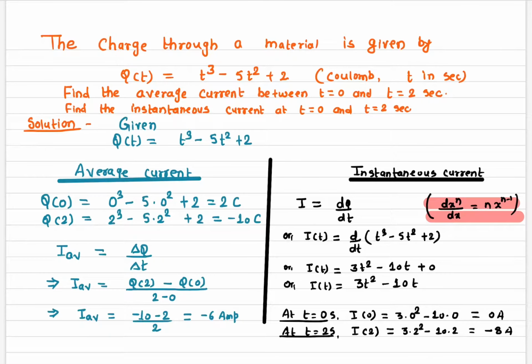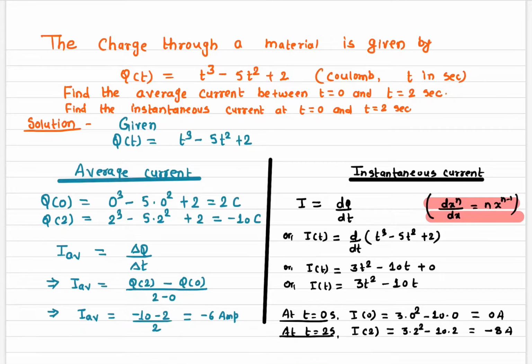There are many cases in which the charge passing through a material is not constant. It does change with time. So for this particular problem, the charge that passes through a material is given by this function. The charge is a function of time, and the unit is coulomb.